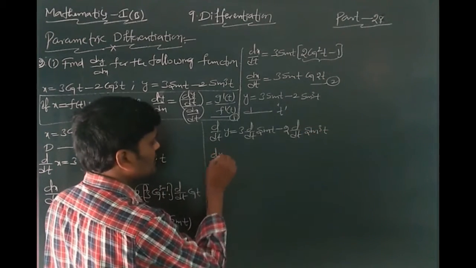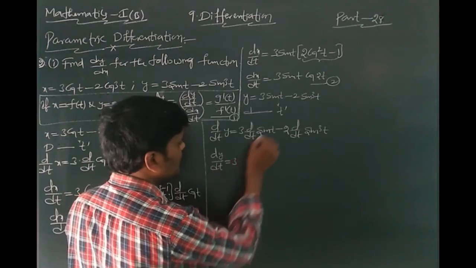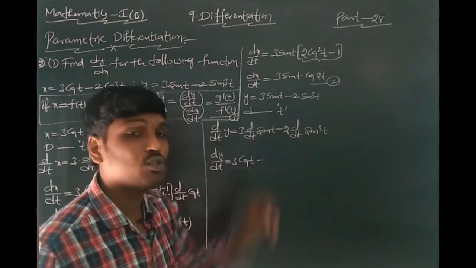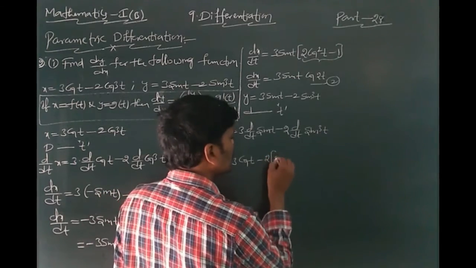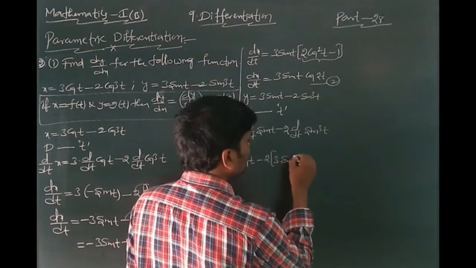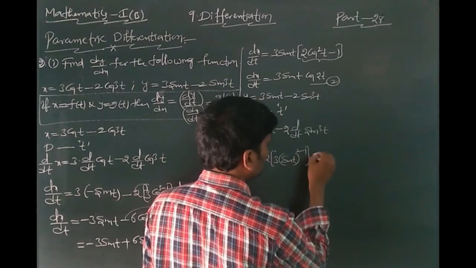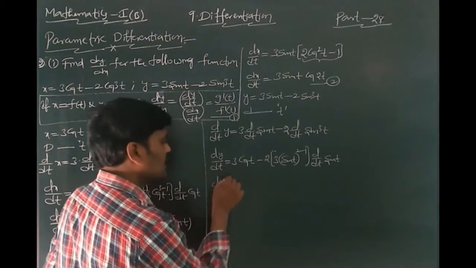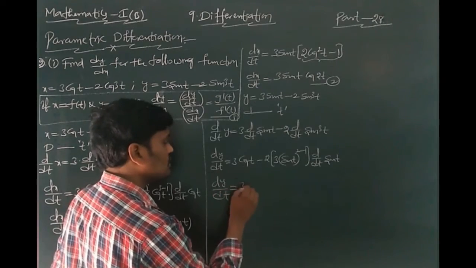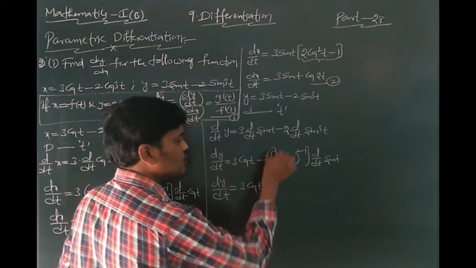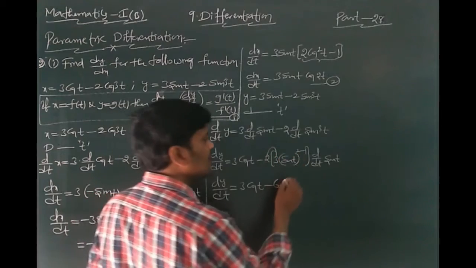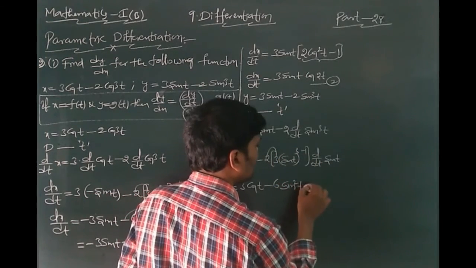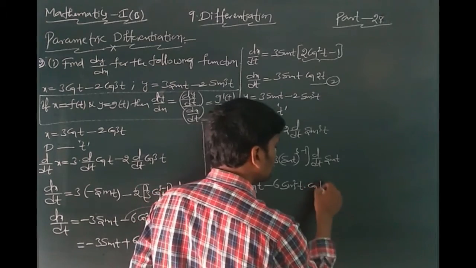After that, we can write dy by dt equal to 3 into the derivative of sin t, which is cos t. Here you can use the u power n formula: n into 3 into sin t whole power 3 minus 1, into d by dt of sin t. So dy by dt is equal to 3 cos t minus 2 into 3 is 6 sin square t into the derivative of sin t, which is cos t.